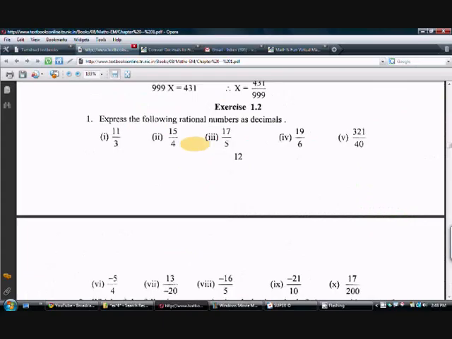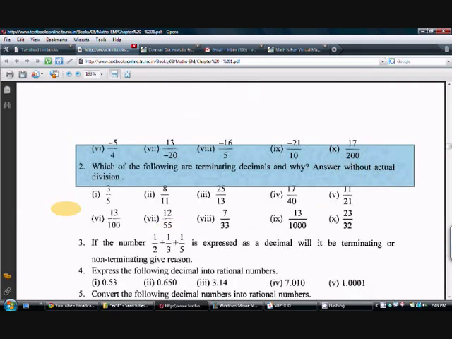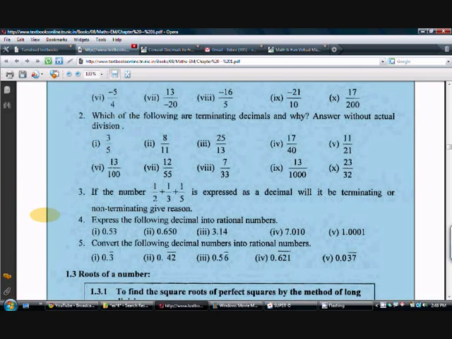With this in mind, do all the exercise questions, 1.2 and 1.y, and answer with actual division. You have to give reasons.